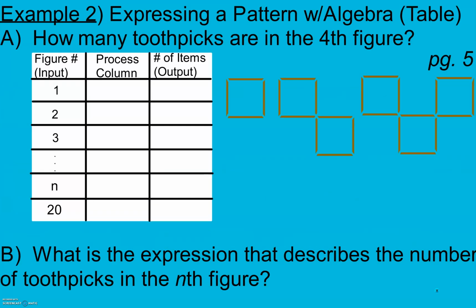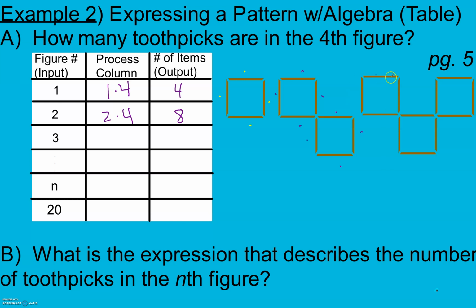In example 2, we're going to express a pattern with algebra using a table. And we want to know how many toothpicks are in the 4th figure. This is also on page 5 with a better drawing than I have up here, but this will work for now. So in our first figure, we have 1 figure and we have 4 sides. So we have 1 figure and each one of our squares has 4. In our figure 2, we have 2 squares and each square still has 4 sides. So we have a total of 8 toothpicks.